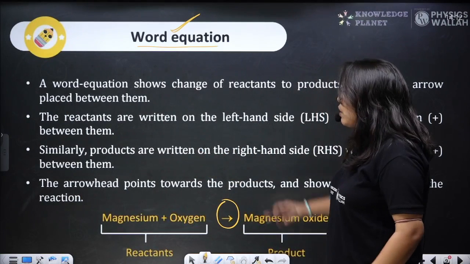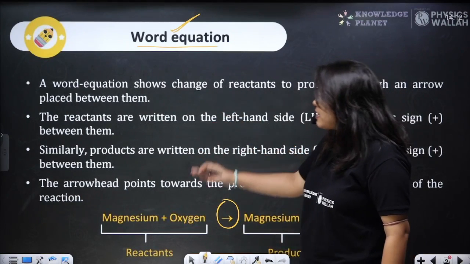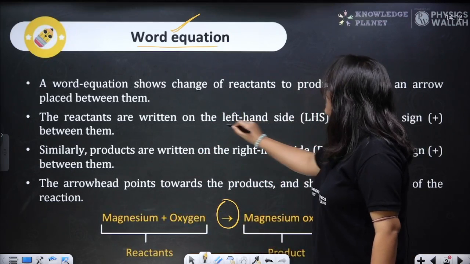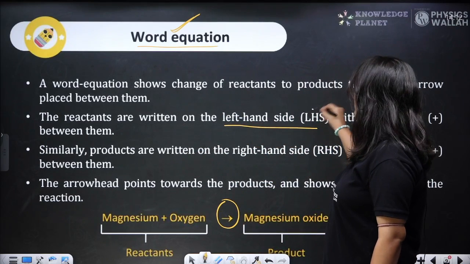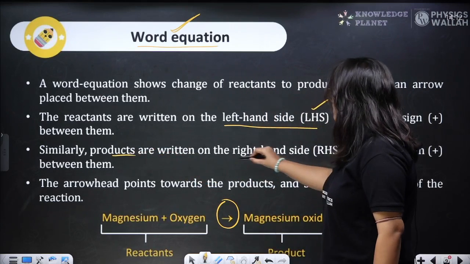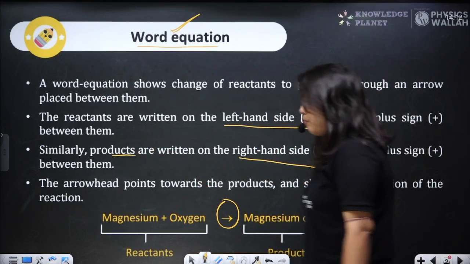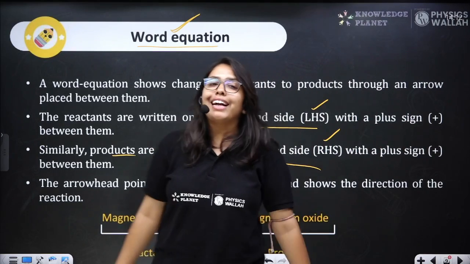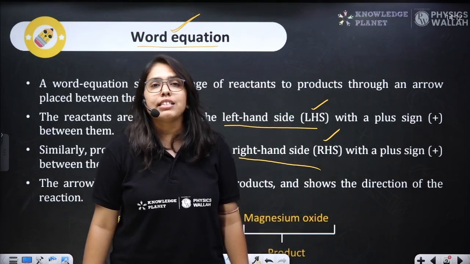All right. And you can also say that since the reactants are present on the left hand side, they are present on the LHS. And products, since they are written on the right hand side, are present on the RHS. The short form, the acronym of right hand side is RHS, and for left hand side, LHS.